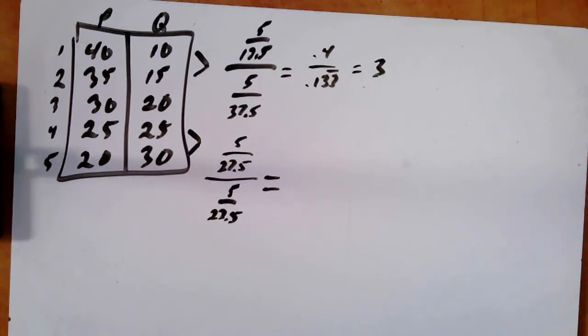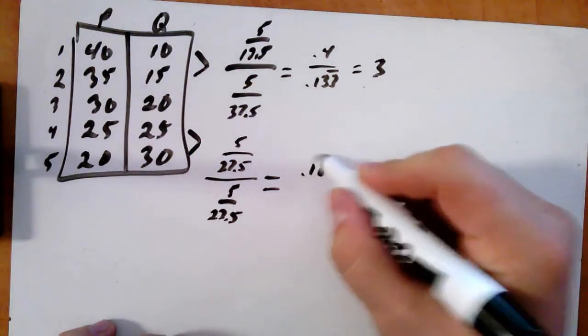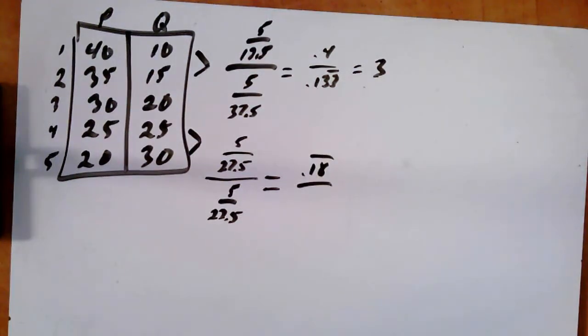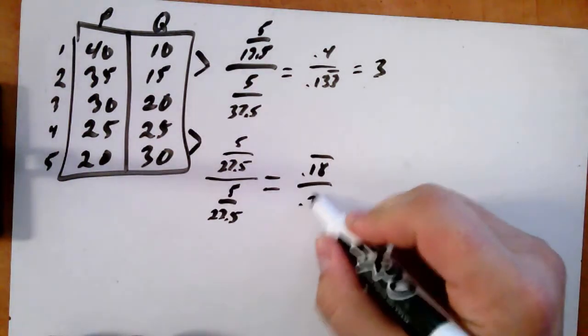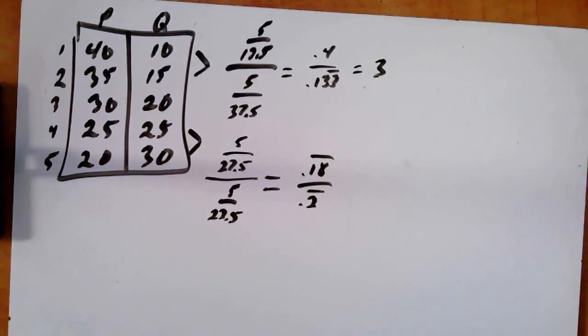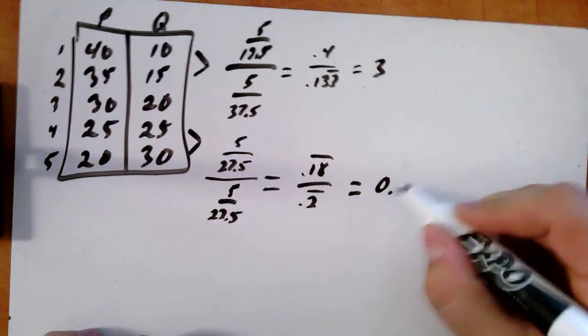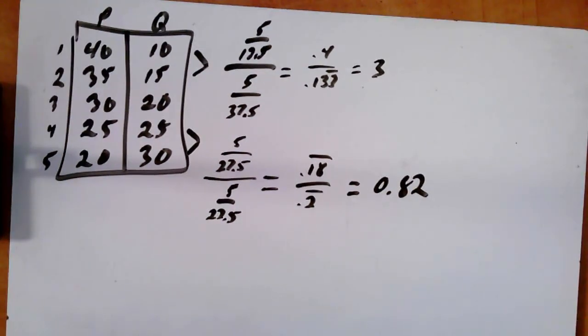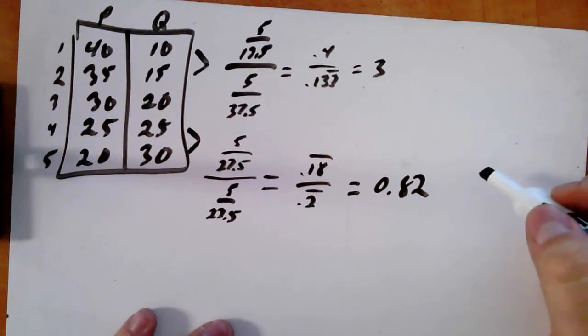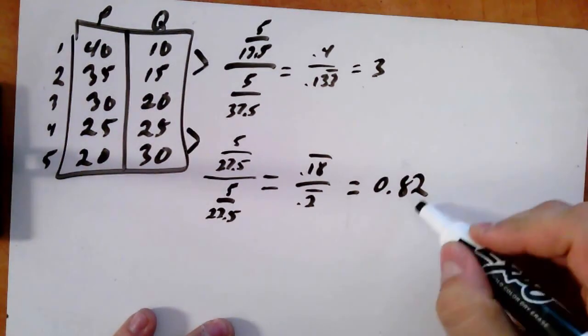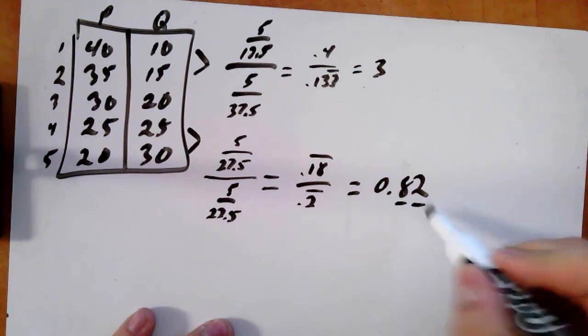Well, 5 divided by 27.5 is equal to 0.18 repeating. And 5 divided by 22.5 is equal to 0.2 repeating. Well, we can then say 0.181818 divided by 0.2 repeating, you can get a number close to 0.82. All right, notice most of these questions will ask you to round to 2 decimal places.